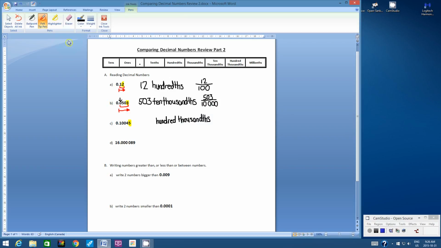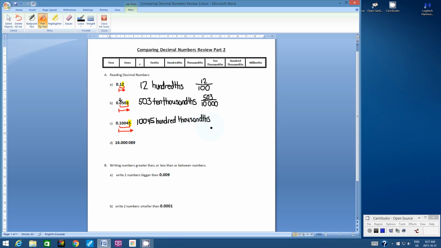Okay? All right. So how do we get the front half of our answer? Again, we read the number after the decimal place. So this number right here. And that number happens to be 10,045. So this decimal would be read properly 10,045 hundred thousandths. Kind of a mouthful, isn't it?